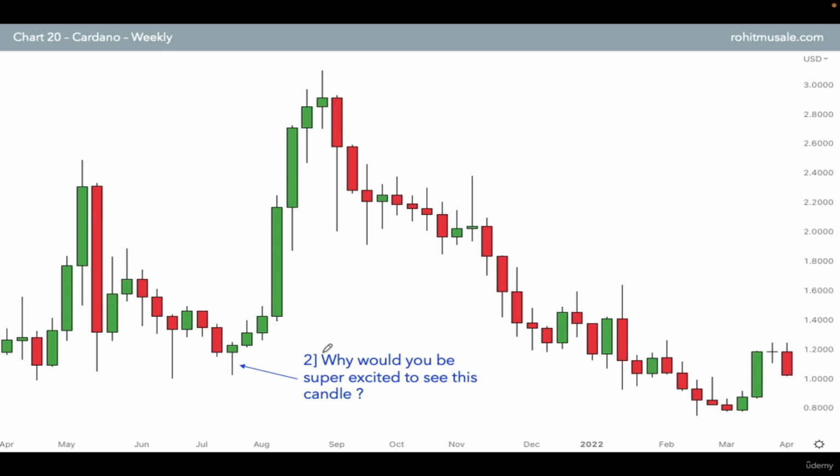Number 2, why would you be super excited to see this candle? Now, to understand this, carefully look at the chart, okay? The price goes up here, a long red real body, and the price stops here, okay? That's a weekly chart.